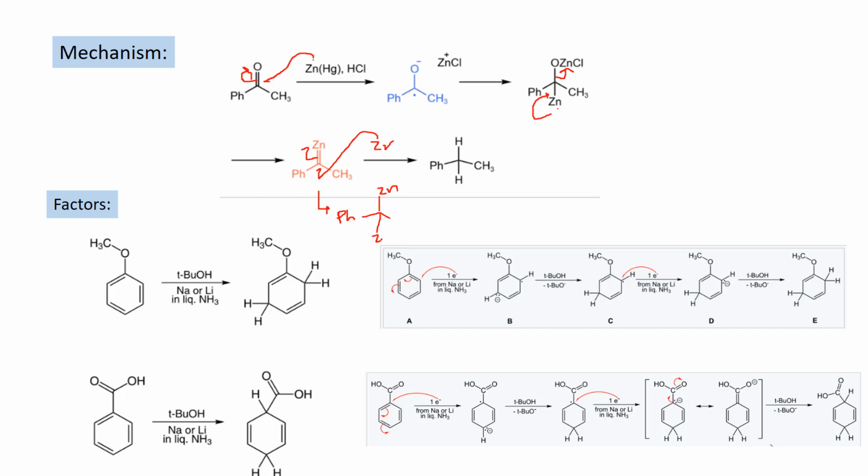Then when any HCl source, any H plus source is given, both the zinc gets substituted with this H plus bonding. That's why you need concentrated HCl, because you need a very high density of proton to substitute the zinc from the system.